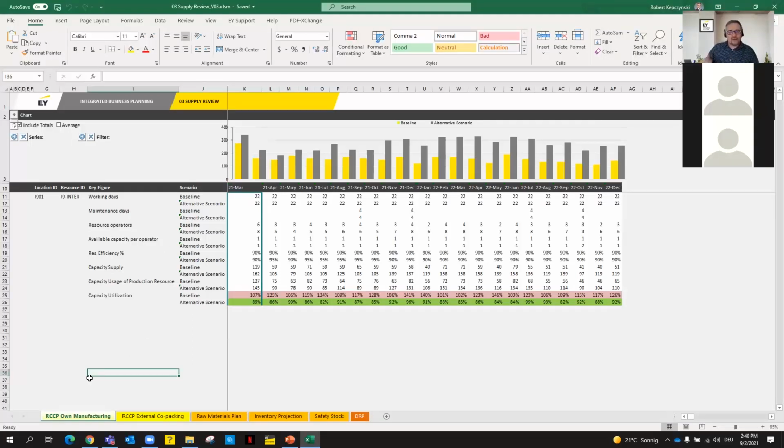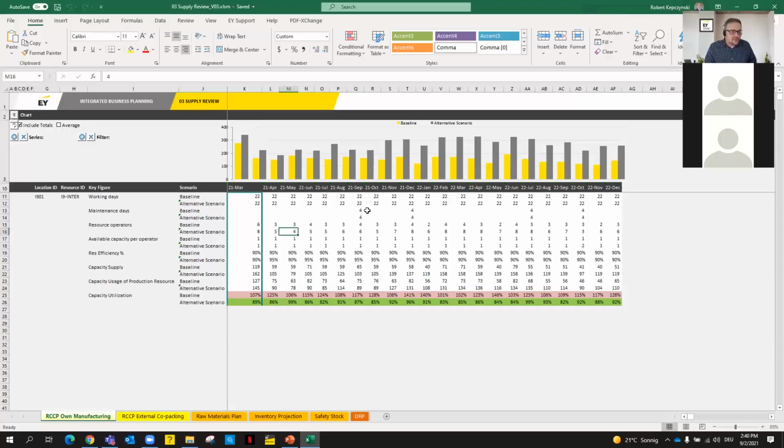One of the supply elements and its planning is capacity planning. It could be done for the internal resources, but also for the external. For the internal resources, as we discussed, it's more related to the labor requirements. We have here a possibility to play with the drivers. So in this case, either playing with the specific maintenance days or working days across the periods.